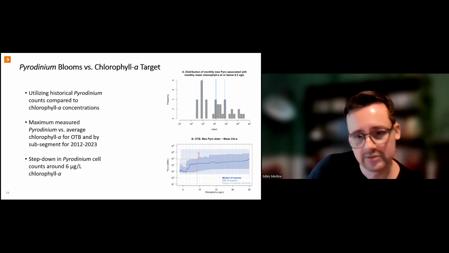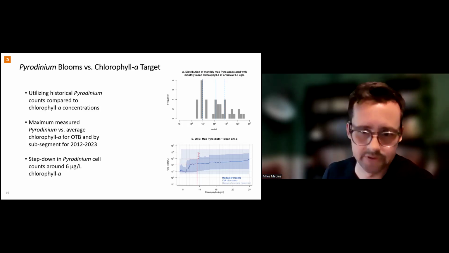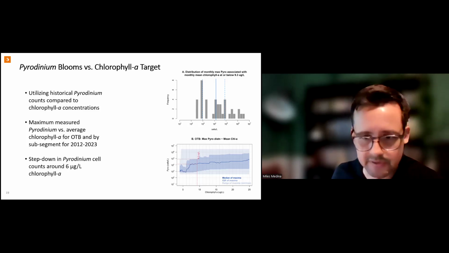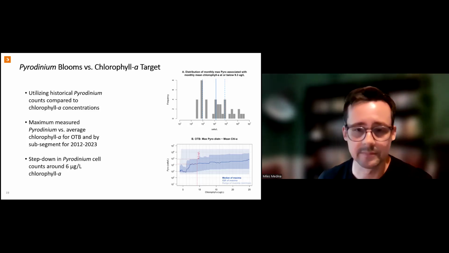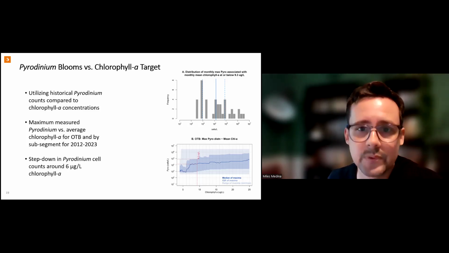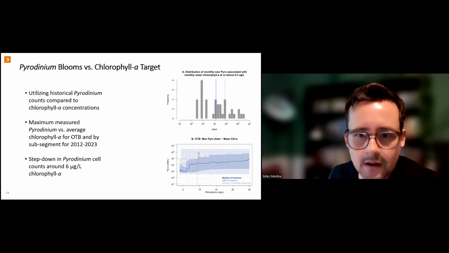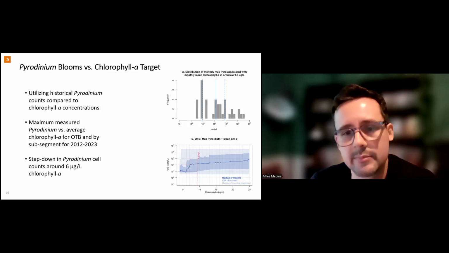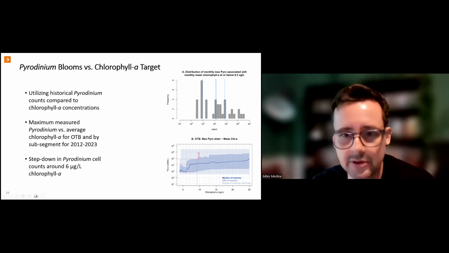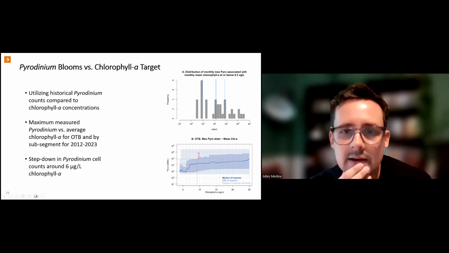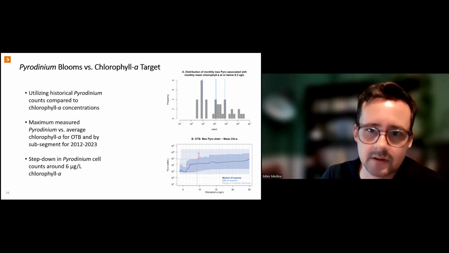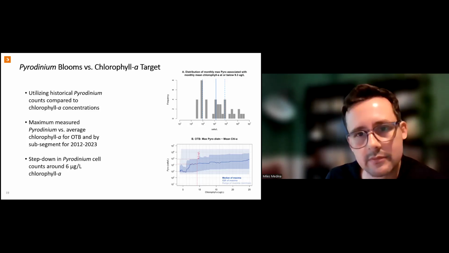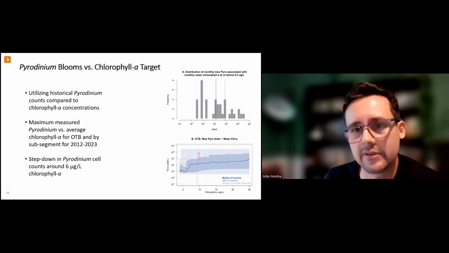So what we did instead was think of the chlorophyll threshold as a sort of maximum, right? When we set a threshold or a target, we're saying we don't want chlorophyll concentrations to exceed this level. So by way of example, if we look at the top panel there, what this is showing is, during the period of record 2012 through 2023, monthly maximum pyrodinium cell counts that occurred during months when the monthly mean chlorophyll concentration was at or below, in this case, 9.3.